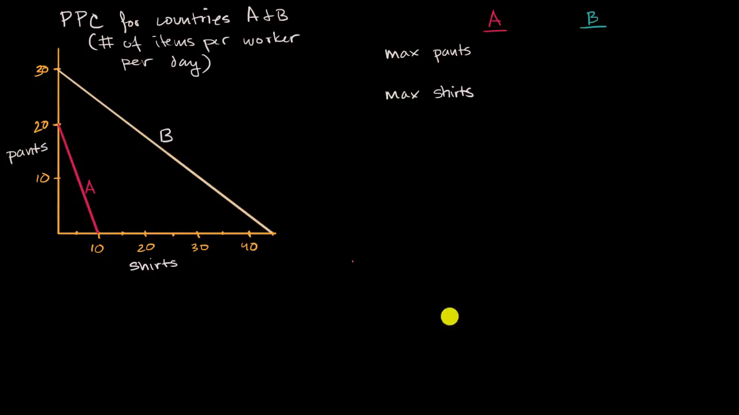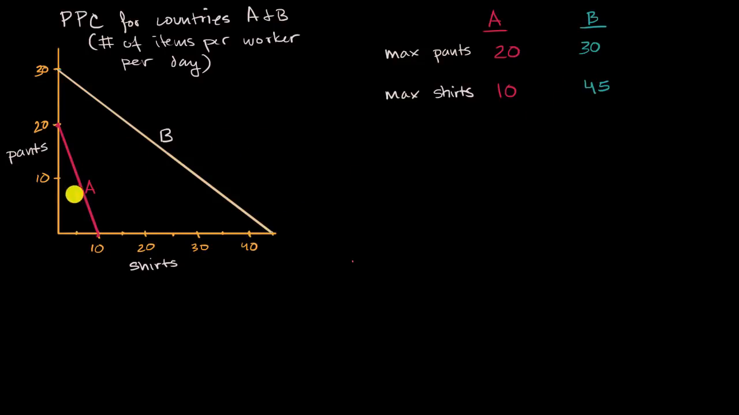So pause this video and see if you can fill this out. What are the max pants and shirts in country A and country B? Well, in country A, I already talked about it. The maximum pants is 20 pants. And then the maximum shirts, if they didn't make any pants, are 10. And in country B, the maximum pants are 30. And the maximum shirts, it looks like that is about 45.